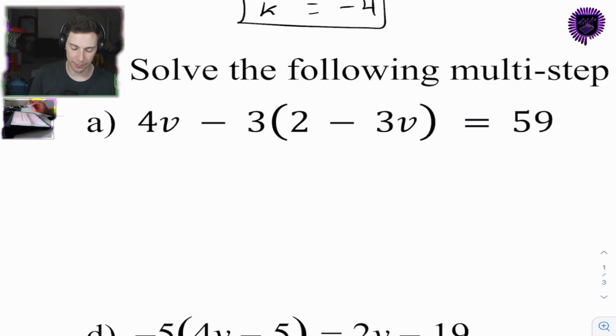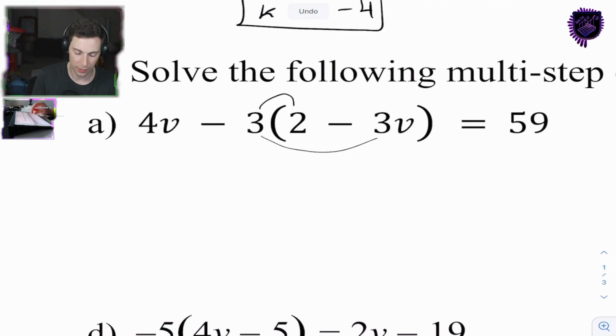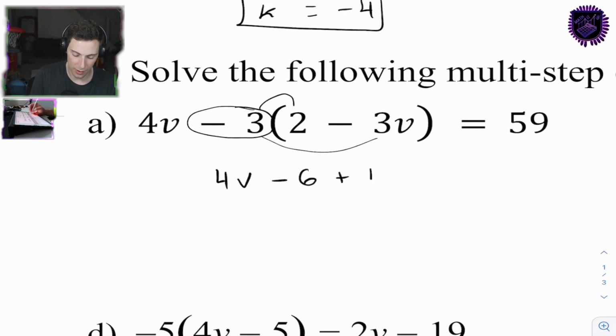Okay, step 1, let's distribute this 3 to the 2 and to the 3v. So our new equation is going to be 4v. Oh, this negative is part of this here. Negative 3. Okay. So we're going to drop down our 4v, and then we're going to minus 6 and plus 9v is equal to 59.